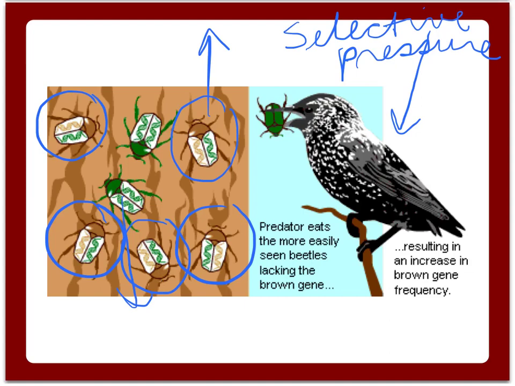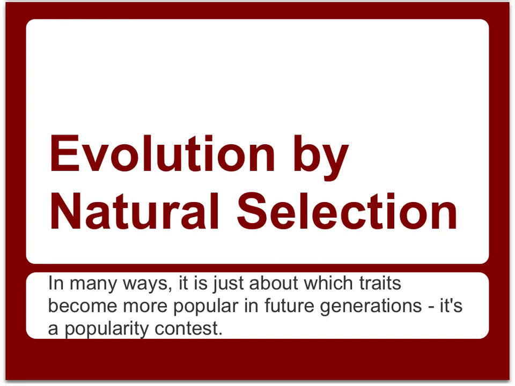And so when we talk about evolution by natural selection, we can have a somewhat nuanced understanding of it. In many ways, natural selection is just about which traits become more popular in the next and in other future generations. Again, in many ways, it's simply a popularity contest. So ask yourself, which organism's genes will become more popular next generation? Certainly those ones that are surviving and reproducing best will become more popular.